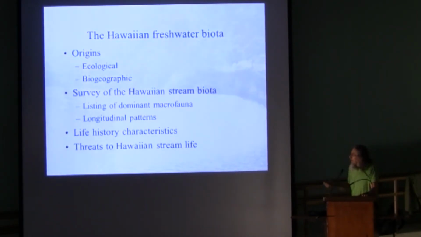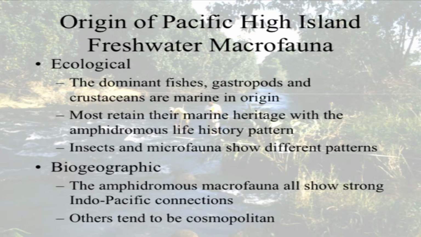So this is the outline of the rest of the talk. I'm going to talk a little bit about ecological origins, biogeographic origins, and then I'm going to survey what we see and then talk about life history characteristics, and this is probably the key point, and then a little bit, if there's time, about threats to Hawaiian streams. Okay. So this is on your handout, so don't write it down.